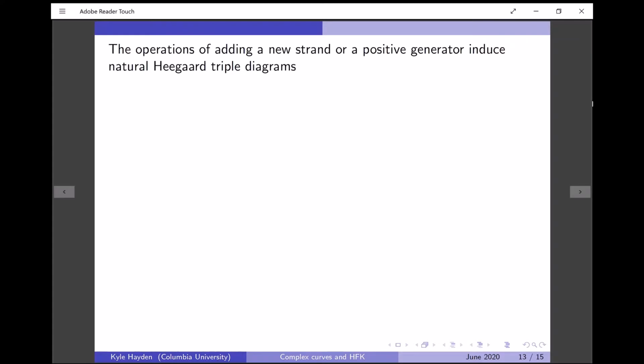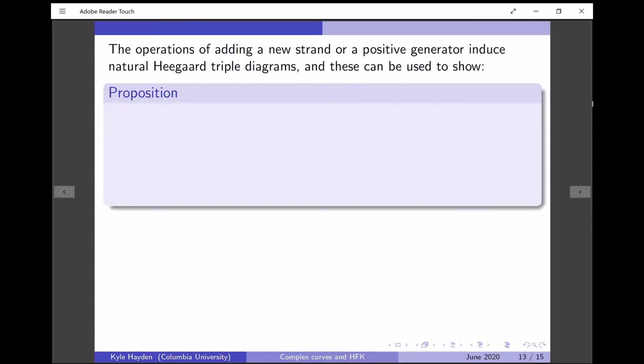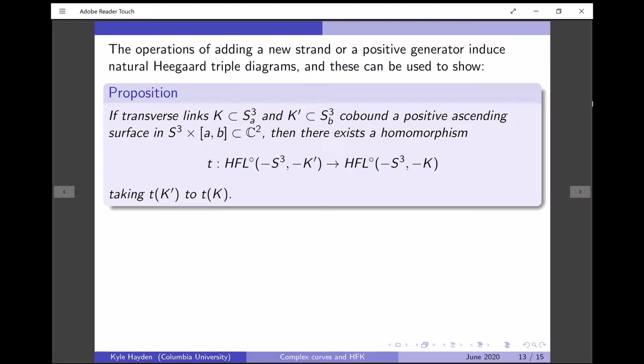Okay, so part of the utility of this framework for our purposes is that it gives us a really natural set of Heegaard triple diagrams whenever you either add a new strand or introduce a new positive generator. And so using this, it's straightforward to construct a homomorphism. So if I have transverse links K and K' that co-bound some positive ascending surface, then there's a homomorphism taking the transverse invariant of K', which is at the larger cross-section, to the transverse invariant of K, which is at the smaller cross-section.